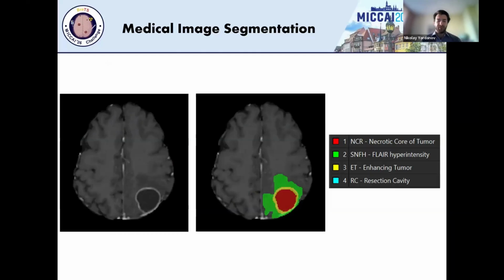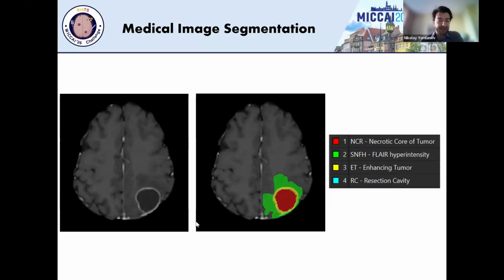So before registering for the challenge, we have to know what medical image segmentation is, since it is the core of the brain tumor segmentation challenge. So medical image segmentation is assigning a label or classifying a pixel on a 2D image or a voxel on a 3D image, as is the MRI image. And here I have shown an example of a segmented tumor.